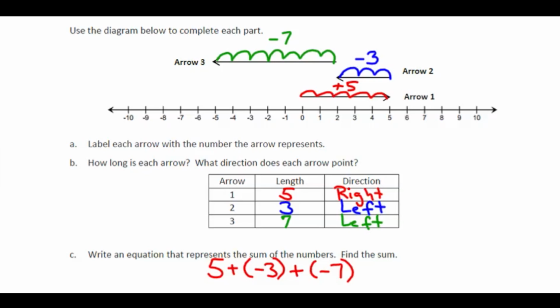To find the sum, we find where the last arrow ended, which was here, and that will be the final sum. So 5 plus negative 3 plus negative 7 is equal to negative 5.